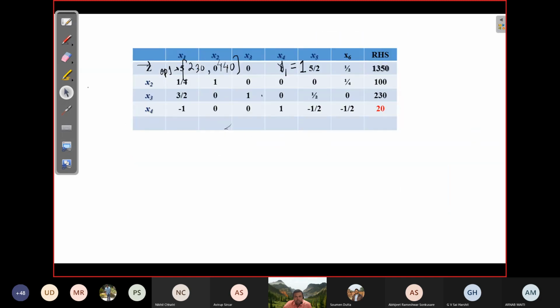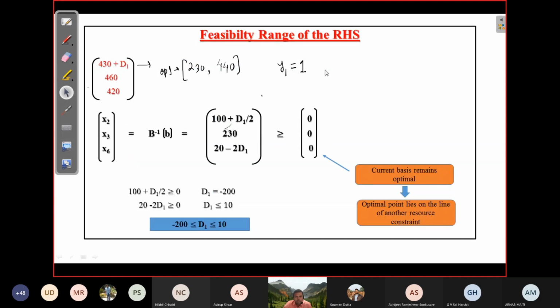So Y1 equal to 1. So you can increase your profit by changing the operation 1 availability up to 10 units, that means up to 440, and your jump of profit will be $1 per unit increase of Y1, right?